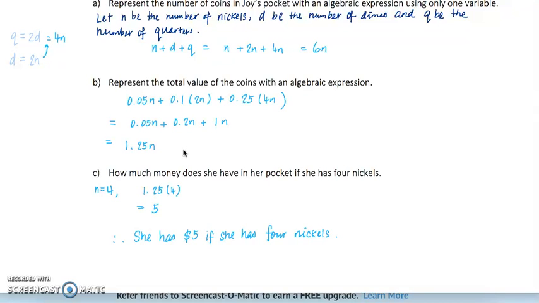So now if we have these expressions in terms of N, we can calculate how much money she'll have if she has 4 nickels. So you substitute 4 into N, and you have 1.25 times 4, that will give you 5. So in conclusion, Joy has $5 if she has 4 nickels in her pocket.